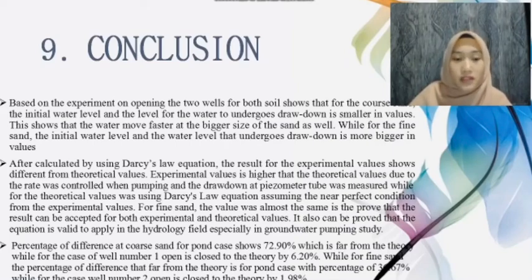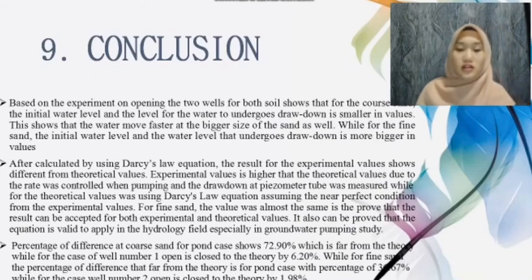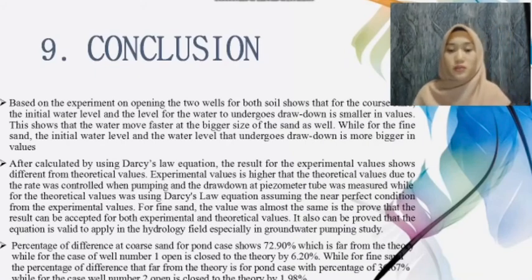While for the fine sand, the initial water level and the water level that undergoes drawdown are bigger in value. After calculating using Darcy's equation, the experimental value shows different from the theoretical values. The experimental value is higher than the theoretical values because the rate was controlled when pumping and the drawdown at the piezometer tube was measured, while the theoretical values used Darcy's law equation, assuming near perfect conditions compared with the experimental values.